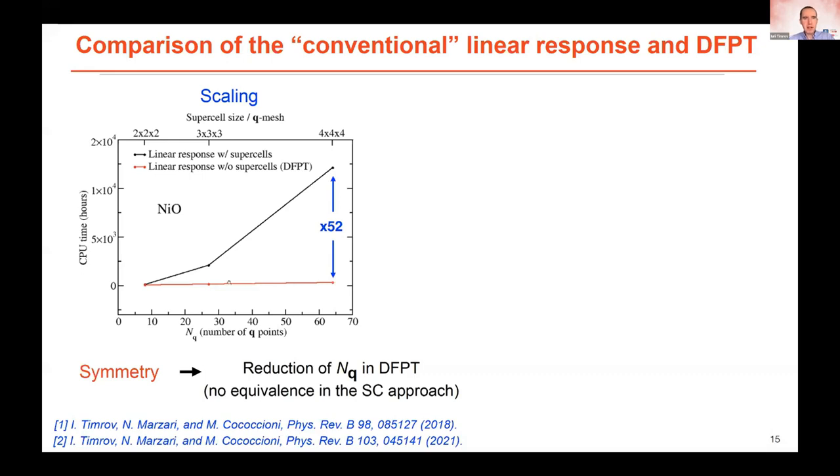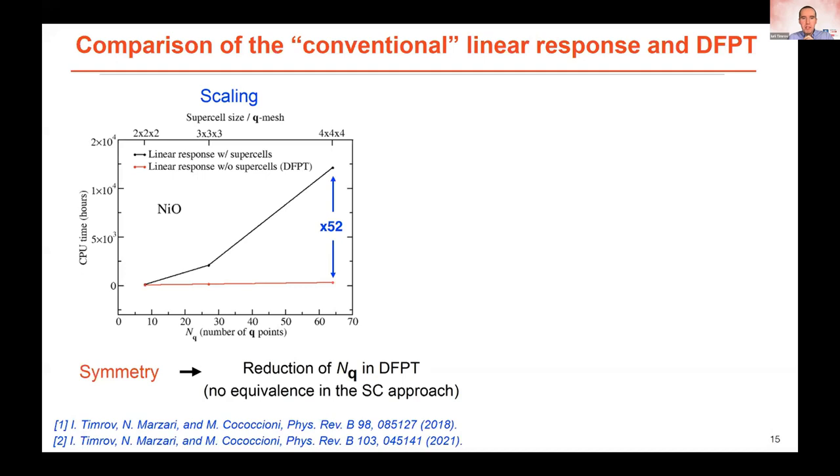We can see that the speedup is really huge, a factor of 52 for the 4 by 4 by 4 supercell. So it's a big factor. It allows us to save a lot of computational resources. And on top of that, we can use symmetry. This is very powerful because it allows us to reduce the number of q points, while in the supercell approach you can't reduce the number of atoms. You have a 4 by 4 by 4 supercell, and you can't reduce the number of atoms. You need to run this expensive calculation, while with q points, with symmetries, it's like with k points.